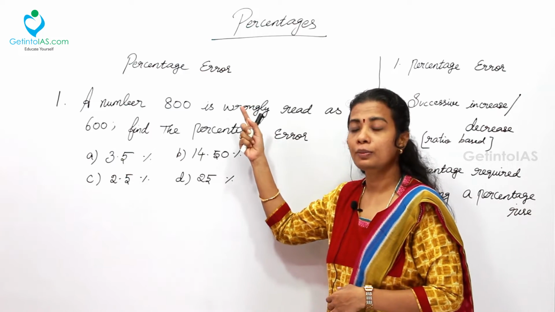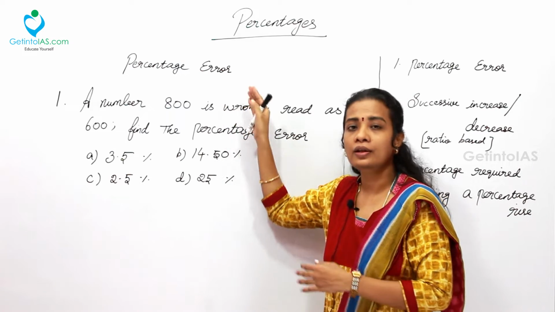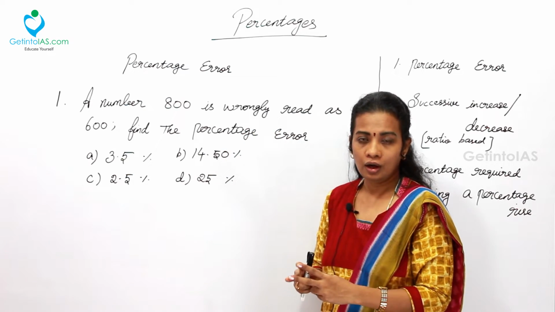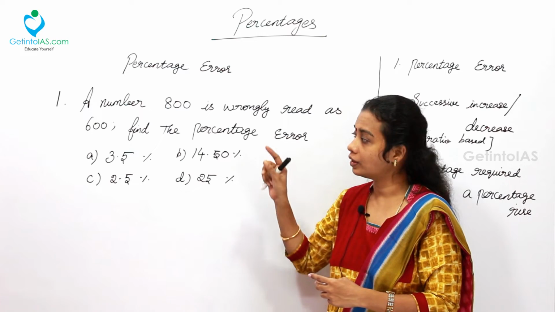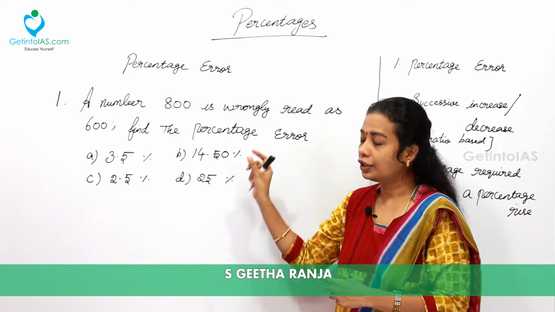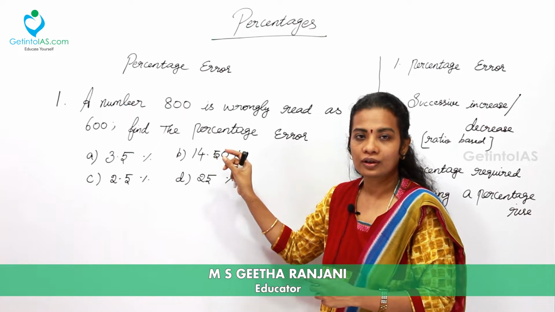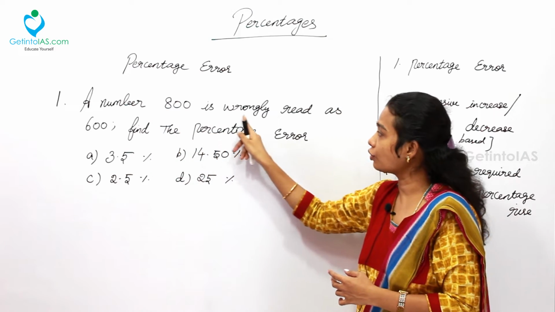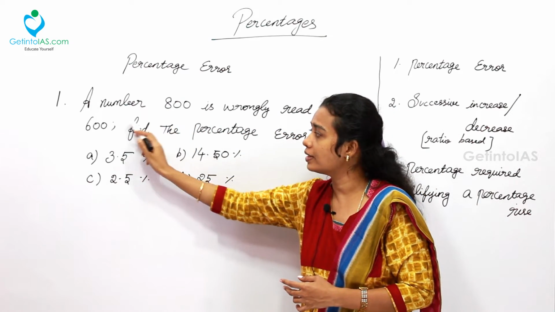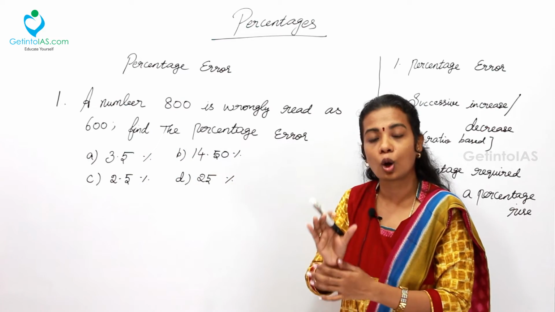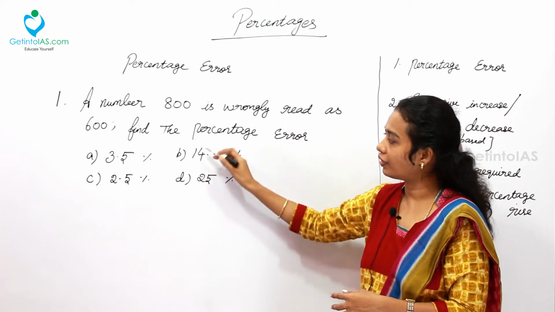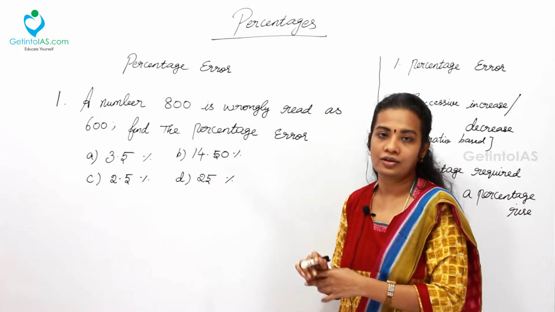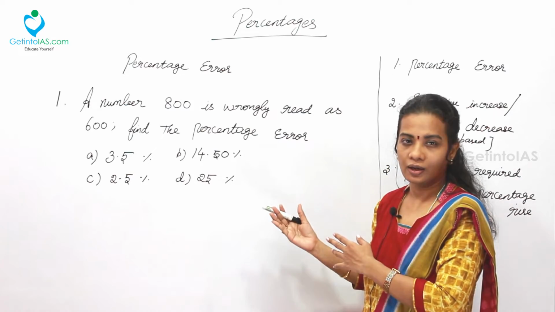Let's solve the first problem on percentage error. In this, the question type given will be two numbers. One will be the correct number and another will be the wrong number. You need to find the percentage error. If I am asking you what the error is, simply you can say a number 800 is wrongly read as 600. So 800 and 600, the difference is 200. That is called the error. But in this question, find the percentage error. In terms of percentage, you need to tell the answer. Let us see how.